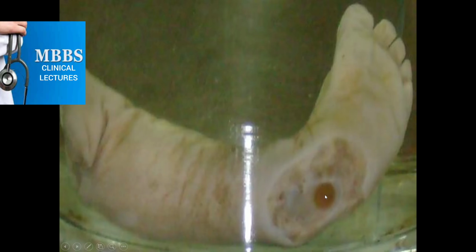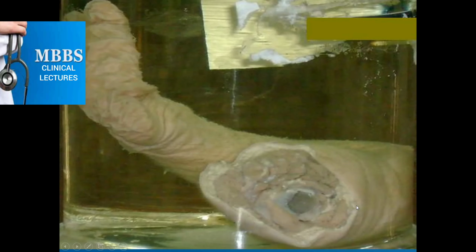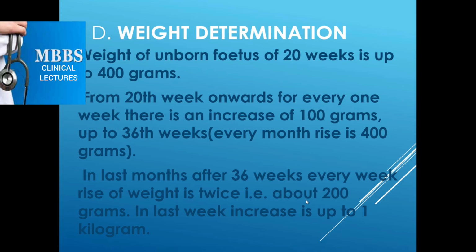This is the ossification center of calcaneum at the age of 5 months. This is the ossification center of the lower end of femur, which appears at the age of 9 months of intrauterine life. See, another thing which is important is the weight of a baby, from which we can calculate or assess the age of the baby fetus.